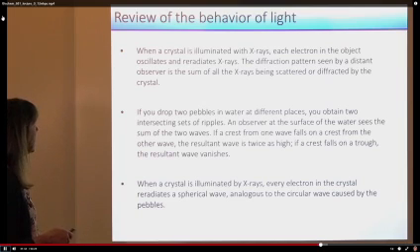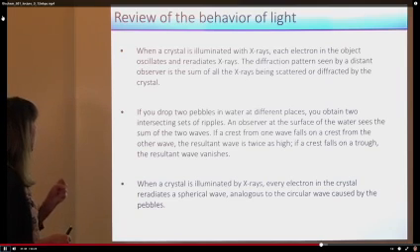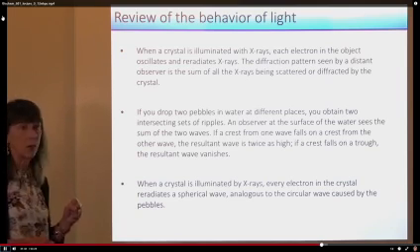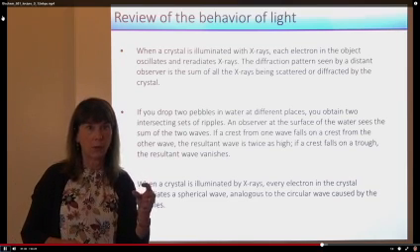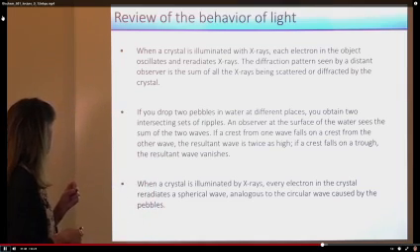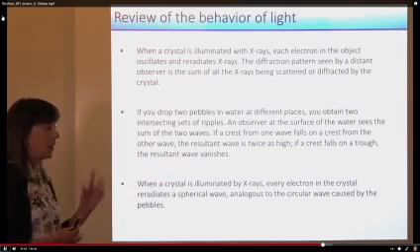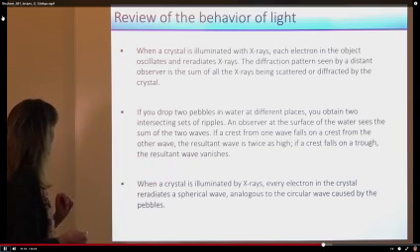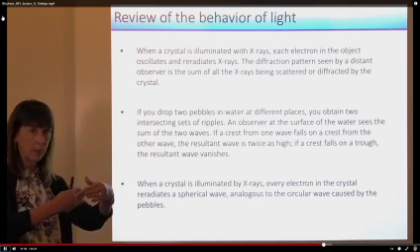Now, when a crystal is illuminated with X-rays, each electron in the object oscillates and re-radiates the X-rays. Each electron. You got a lot of protein in those crystals, and you got even more electrons. And the diffraction pattern seen by a distant observer is the sum of all the X-rays being scattered or diffracted by the crystal.